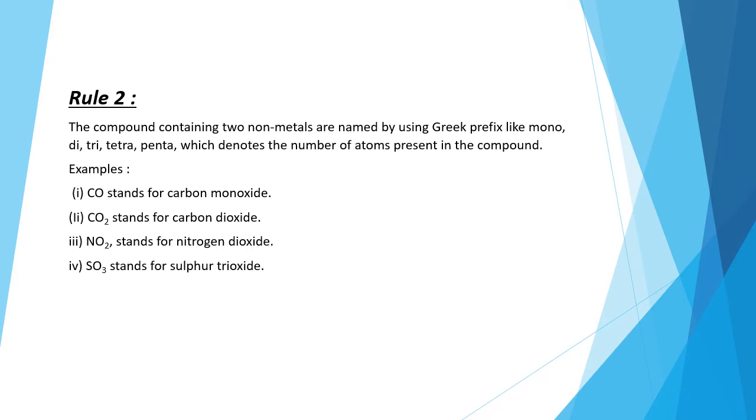Then CO2: the Greek prefix for 2 is di, so carbon dioxide. Next, NO2: 2 stands for di, and NO2 is nitrogen dioxide. Then SO3, that is sulfur trioxide, tri being the Greek prefix for 3.